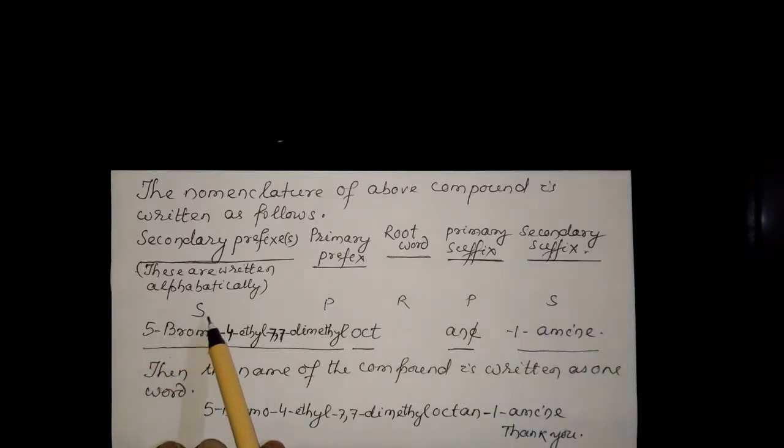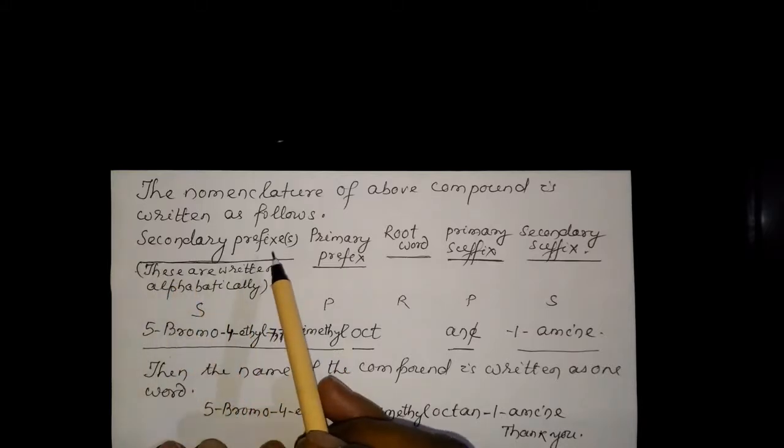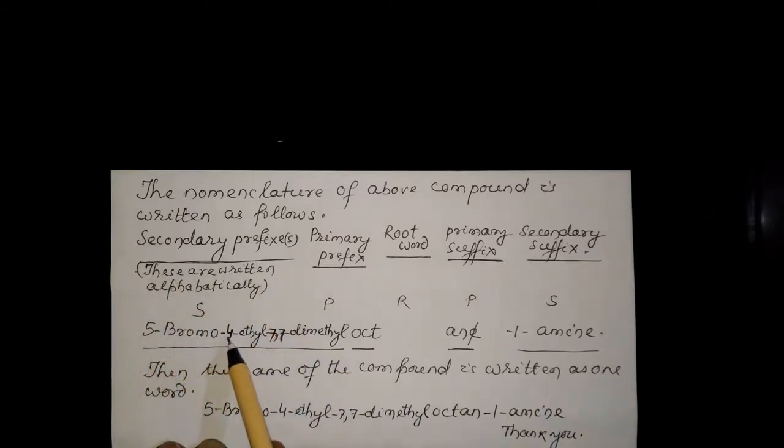Then secondary prefixes are 5 bromo, 4 ethyl, 7,7 dimethyl. B is written first because alphabetically it comes first, then E, then M. D of numerical prefix di is not considered in alphabetical arrangement over here.